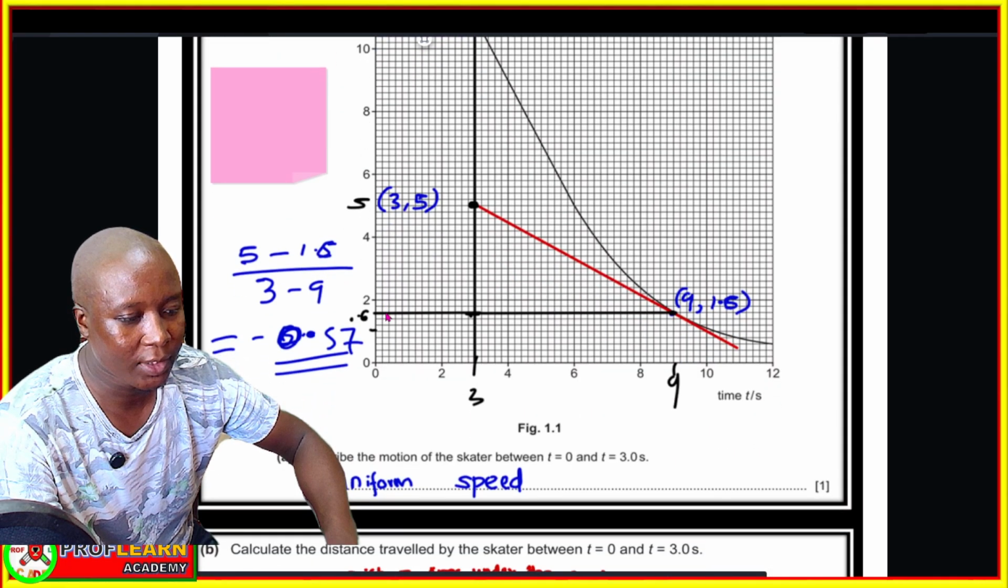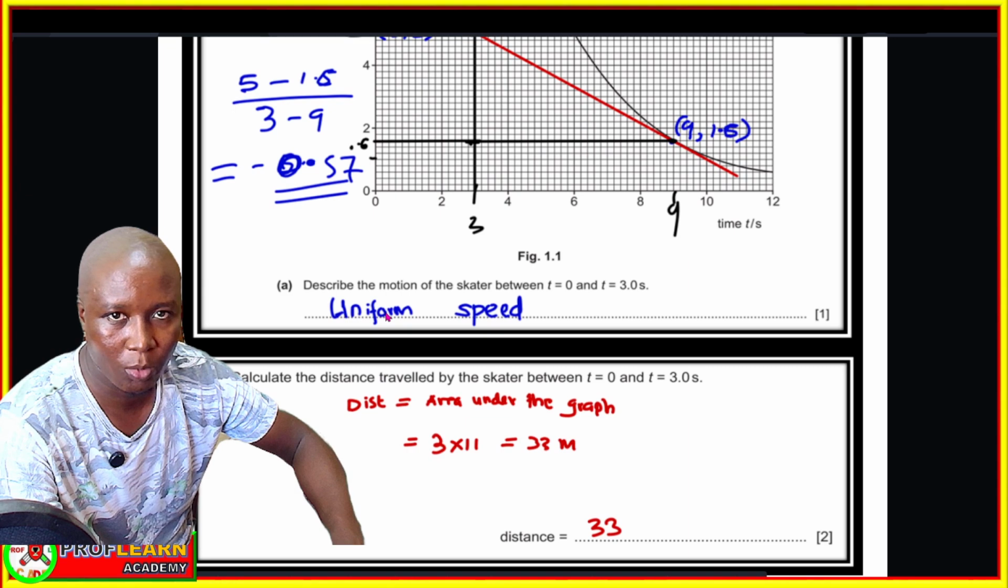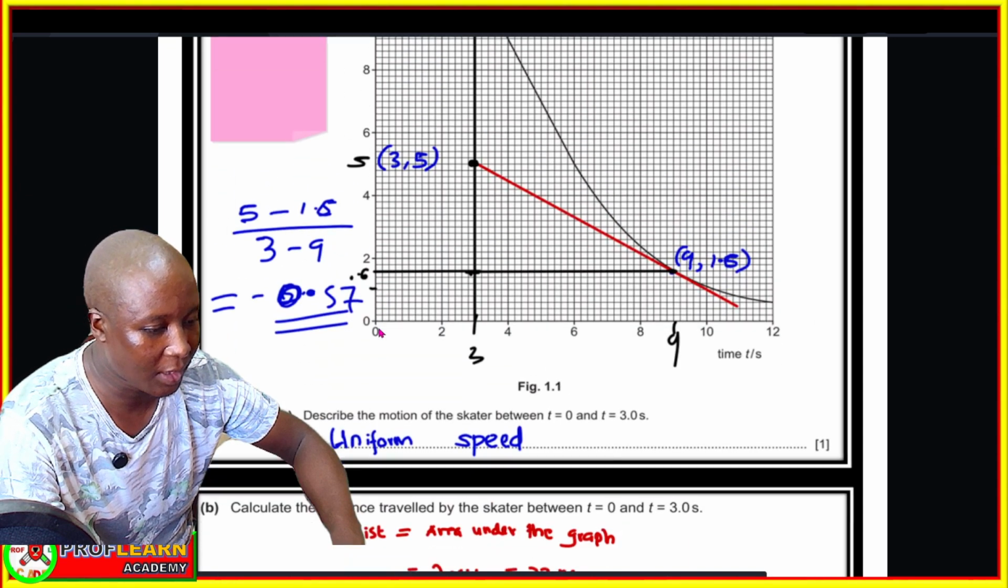So we're going to say here is uniform speed. The motion is uniform speed. So that's what you are supposed to say in that particular question. Students who said something else ended up crying that exam.